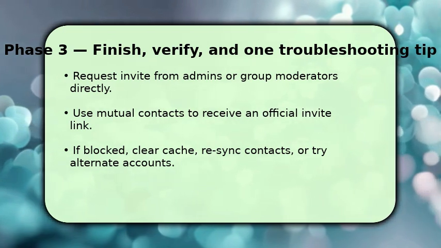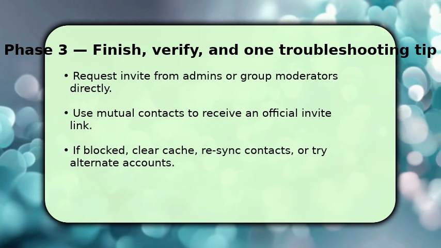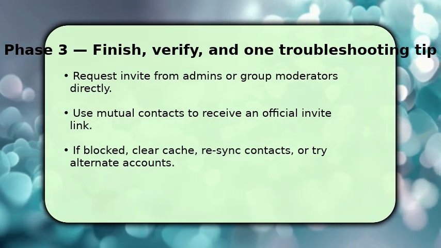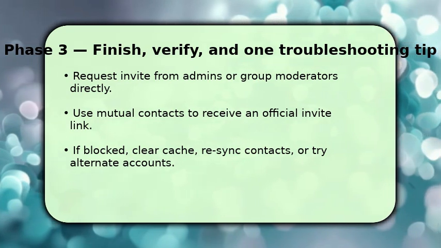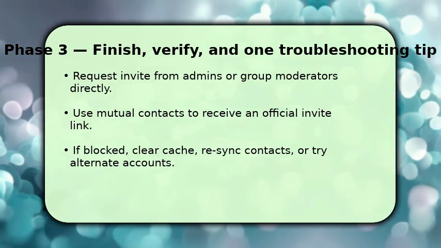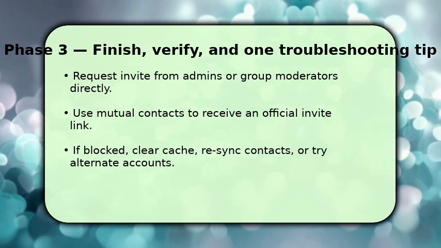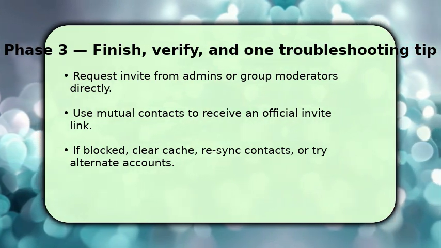If you still cannot access the channel, make sure to clear Telegram cache, resync contacts, and restart the app. These steps fix many visibility problems. If that fails, try joining via an alternate verified account or ask a trusted mutual contact to resend the invite link.